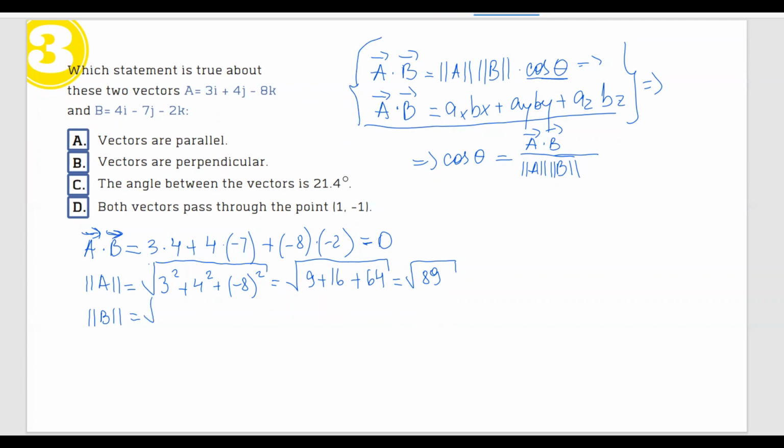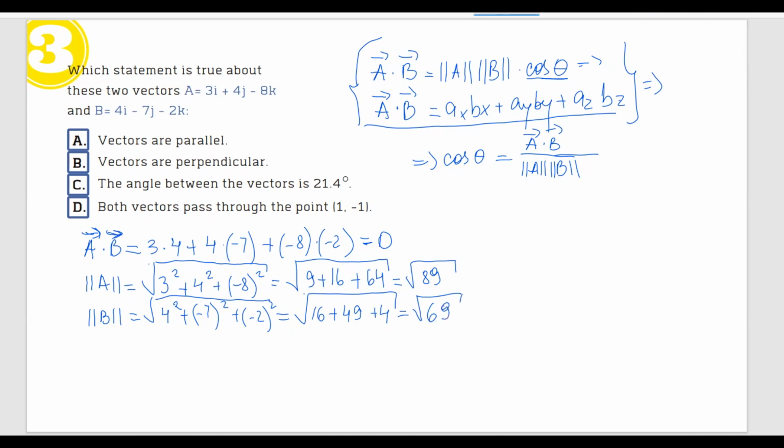So magnitude of B is going to be equal to the square root of 4 squared plus (-7) squared plus (-2) squared. And this is going to be equal to 16 plus 49 plus 4. And this equals, we have square root of 69.